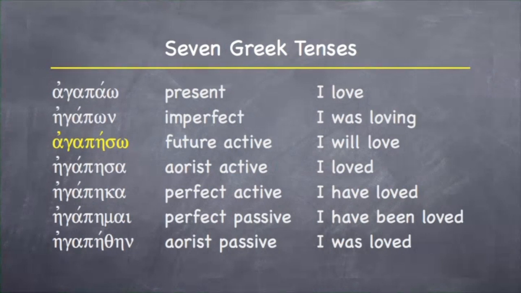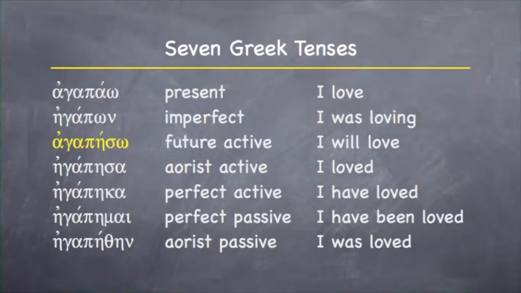Okay. Well, what if you want to say I have loved? Well, in Greek, we call that the perfect. How do you form the perfect active? Well, you're lengthening that initial alpha, but now the tense formative is not sigma or sigma alpha. The tense formative is kappa alpha. Agapeka means I have loved.